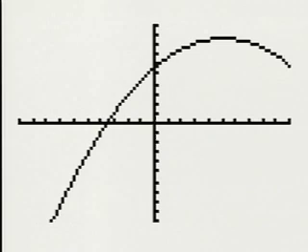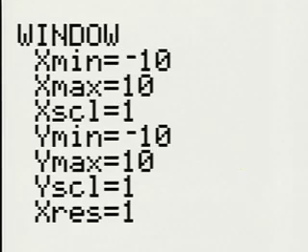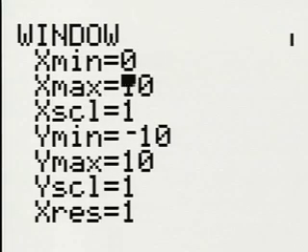So we're going to adjust our window settings a little bit here. For x min, we don't care about years before 1992, so we're just going to let x min equal 0. That would represent 1992. For x max, we're going to let x max equal 12. That's corresponding to the year 2004. We'll use an x scale of 1 since the difference between our max and min is about 10.